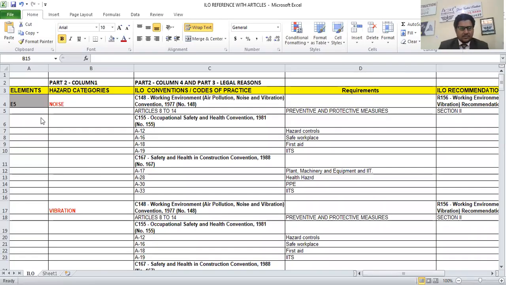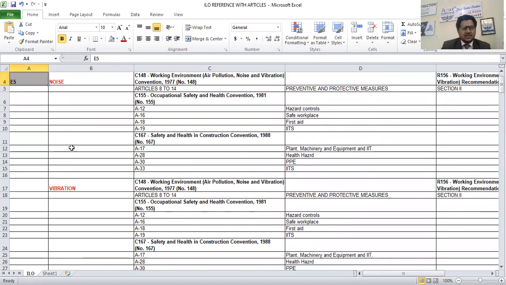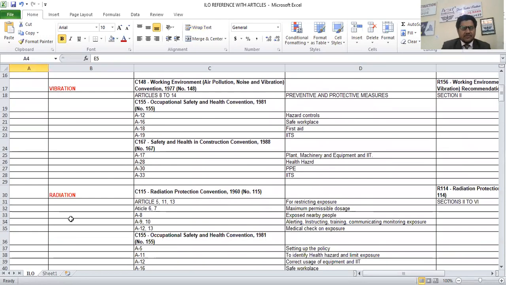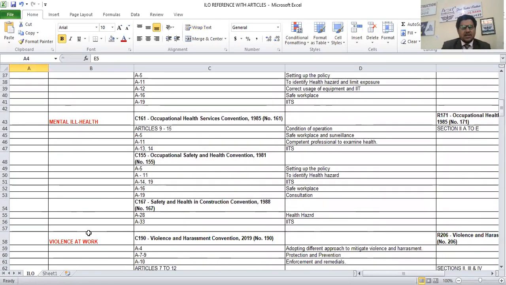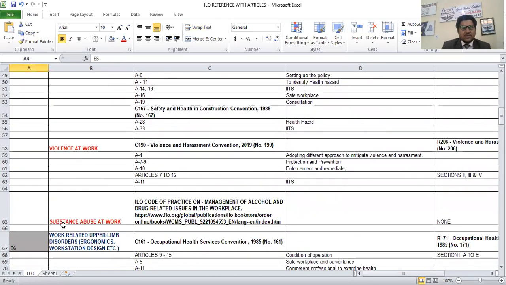If you see this element, we have a total of 11 elements in the NEBOSH IGC. The first four elements are relevant to IG1, and IG2 is all about elements 5 up to 11. Element 5 starts with the hazard categories like noise, vibration, radiation, mental ill health, violence at work, and also substance abuse at work.